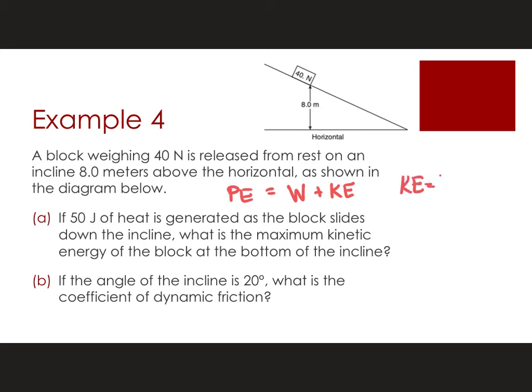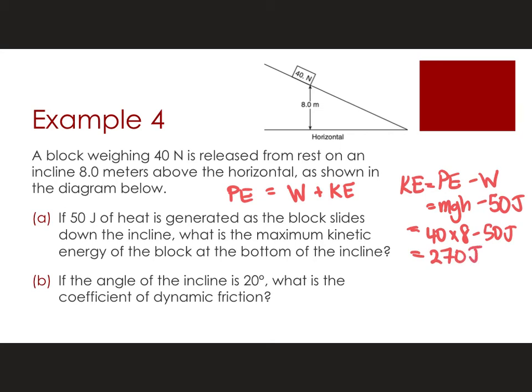Now, if I do this, I can rearrange and say my kinetic energy will be that potential energy minus the work to overcome friction. So mgh minus, in this case, it told us it's 50. I don't have to calculate that, but I do have weight. M times G is 40 newtons. Remember, mass is measured in kilograms. The height, it said, was 8. I'll pick up my calculator, and I get 270 joules.